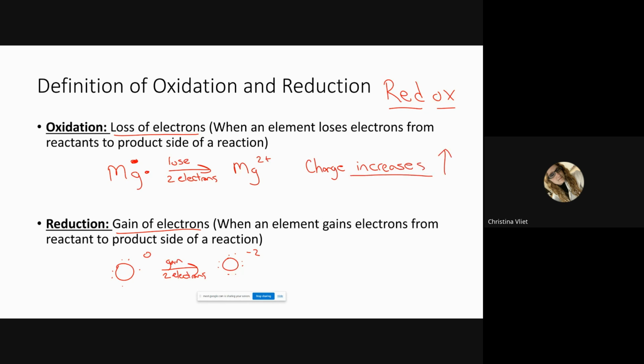And in a reduction, it is actually the charge that decreases, which we now call the charge's oxidation number so that we can include covalent compounds. So if the charge or the oxidation number increases, we know that that is actually an oxidation. And if the charge or the oxidation number decreases, we call that a reduction.